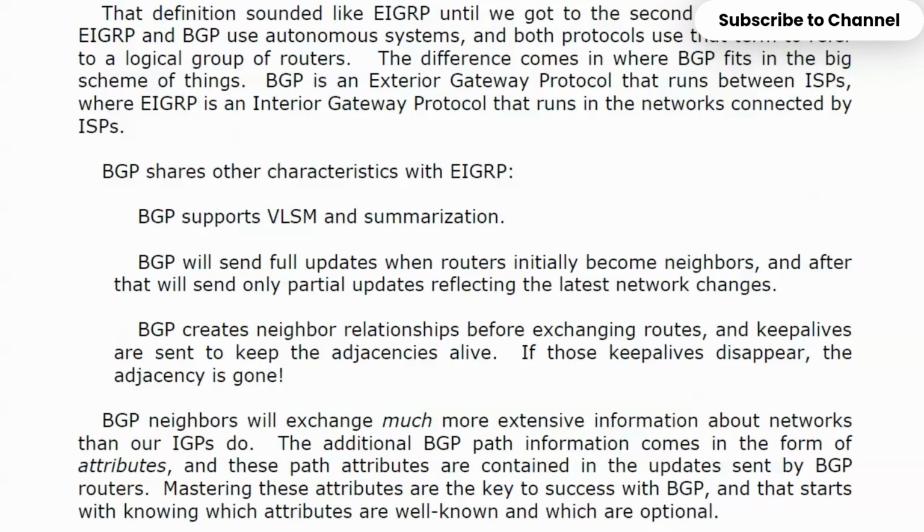Now, BGP neighbors exchange much more extensive information, I should say, about networks than our IGPs do. The additional BGP path information comes in the form of those attributes that I mentioned a few moments ago, and these path attributes are contained in the updates sent by BGP routers. And we're going to master these attributes, especially the fundamental ones, because they are the key to success with BGP. It also starts with knowing which ones are what we call well-known and which ones are optional. If these are terms you've heard before, we're going to go over those lists.